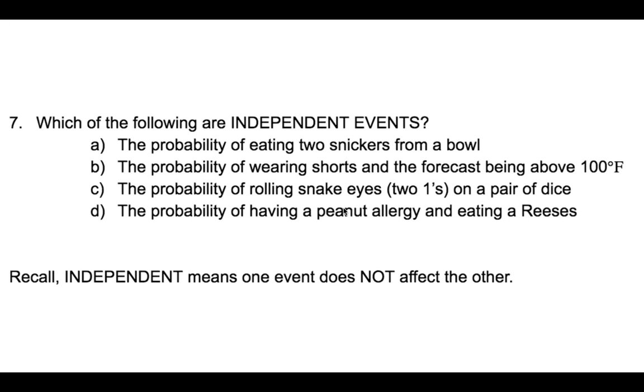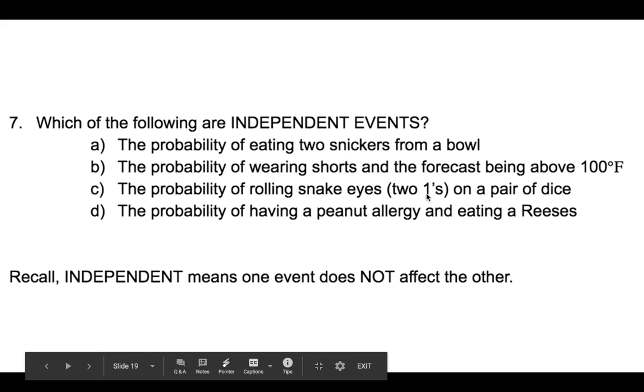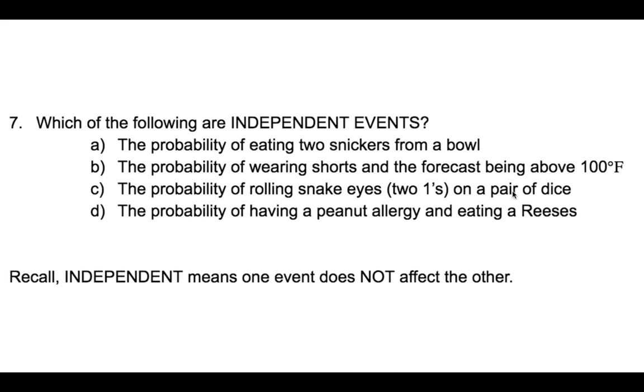The second one's dependent. We're looking at C, the probability of rolling snake eyes, which is 2 1s on a pair of dice. So what's happening is I'm going to roll 1 die, and I want to know the probability of getting a 1. I'm going to roll another die, and again, find the probability of getting a 1. On the first die, if it's just a regular die, 1 through 6, the probability of getting a 1 is going to be 1 out of 6. And then I go to my second die in that pair.